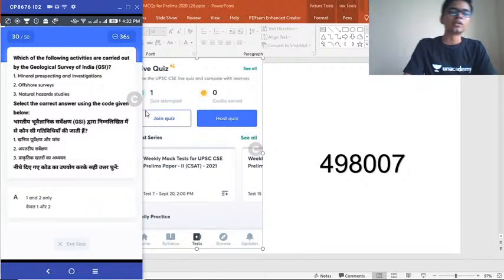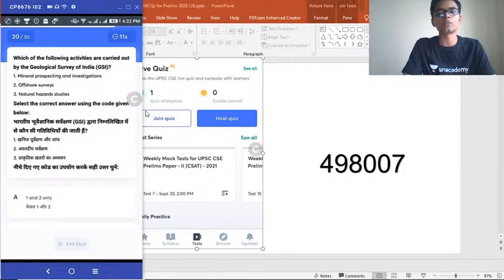30th question. Which of the following activities are carried out by the Geological Survey of India? Mineral prospecting and investigations, offshore surveys, natural hazard studies. Choose the correct answer. Geological Survey of India deals with which of the following? Okay, 30th question. We have still 20 questions more to go.